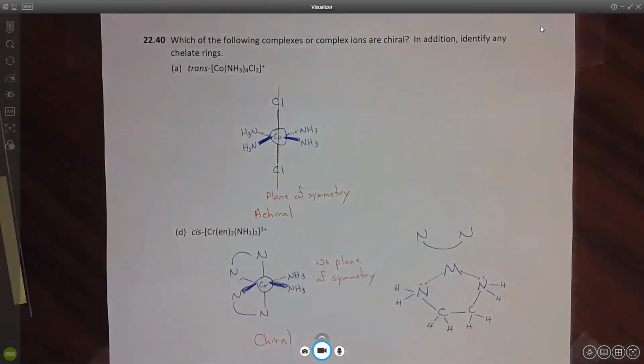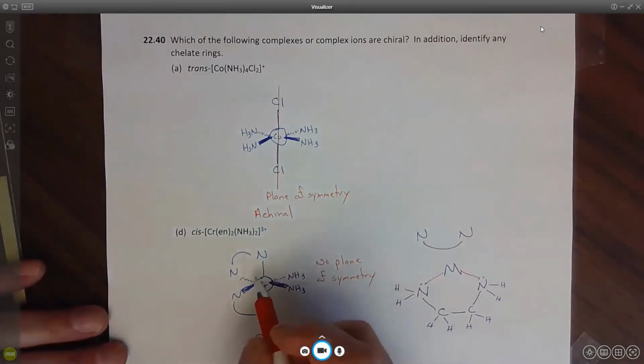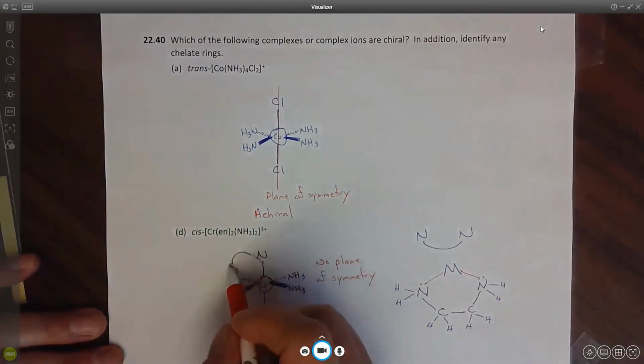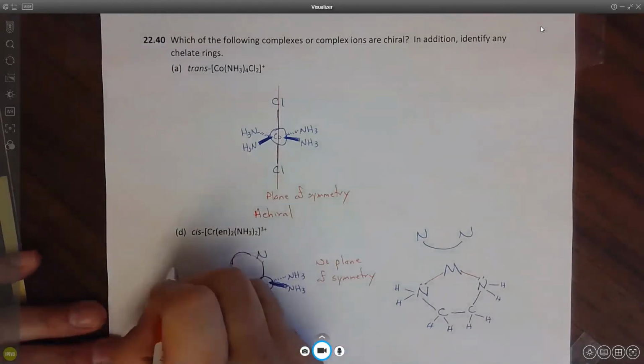Now, next it wants to know, are there any chelate rings? Well, a chelate ring is basically forming a ring, right? So we have our central atom, and then bound to the nitrogen, which is eventually bound to the other nitrogen, which then again is bound to the chromium. So here you can see we have this ring of atoms, and so this would be considered to be a chelate ring.